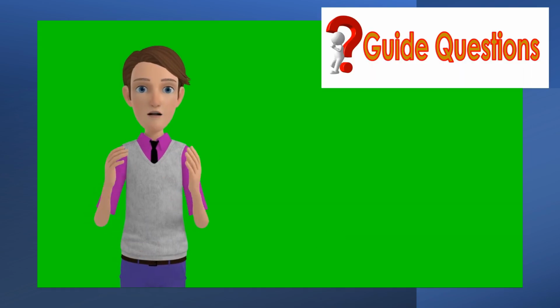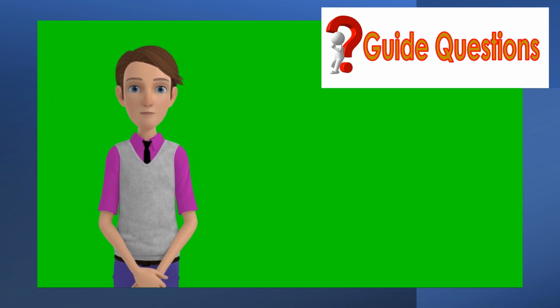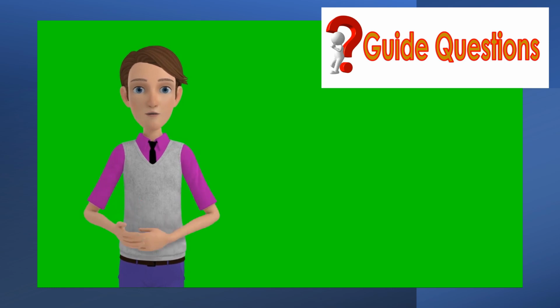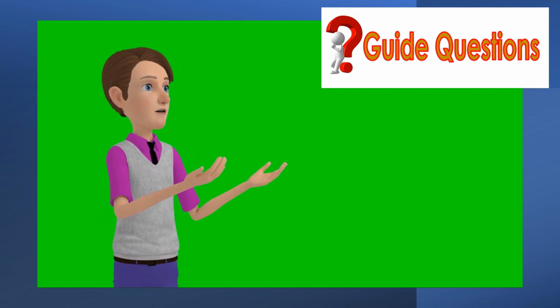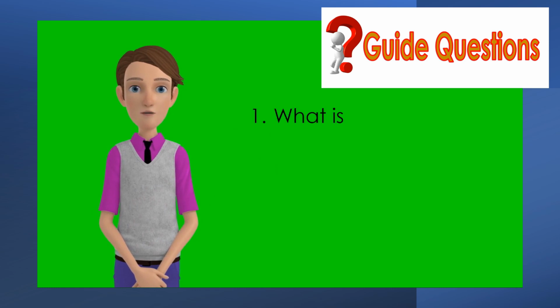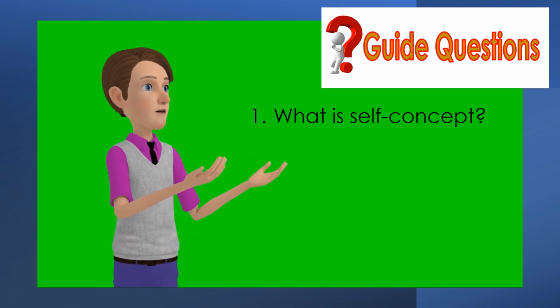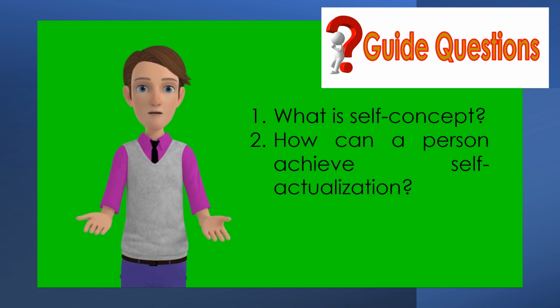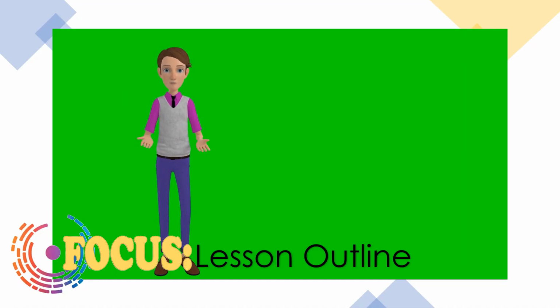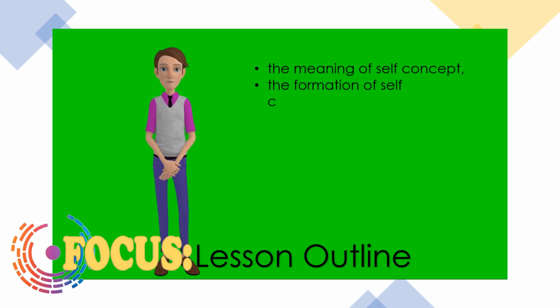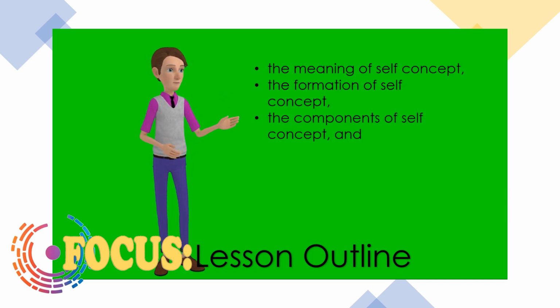Having enumerated the most essential learning competencies, I would like to present to you the following guide questions. These guide questions will help you to focus on the essential concepts that you need to learn about this lesson. 1. What is self-concept? 2. How can a person achieve self-actualization? Essential learning competencies and the guide questions were already presented to you. We are now ready to discuss our lesson on self-concept. In this lesson, we are going to talk about the meaning of self-concept, the formation of self-concept, the components of self-concept, and self-actualization.